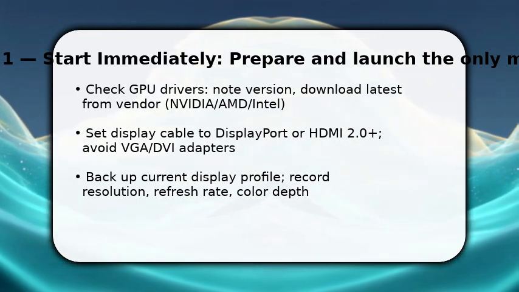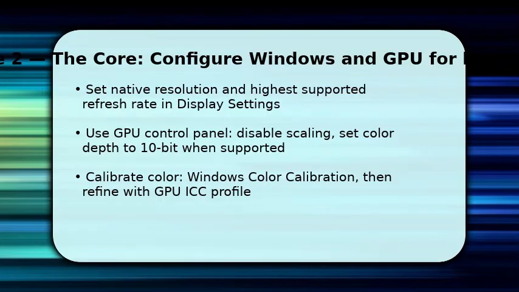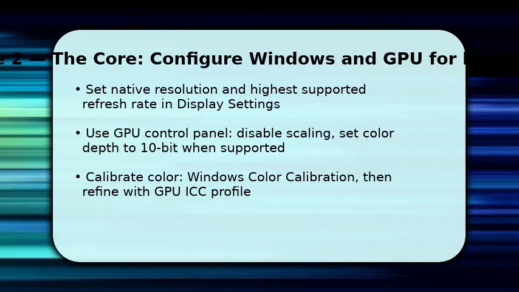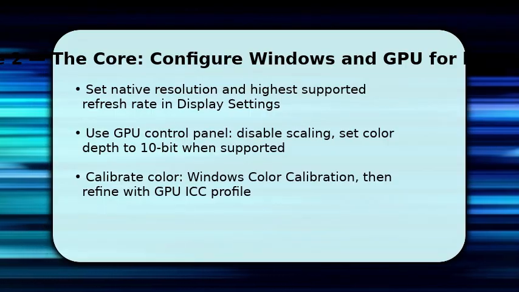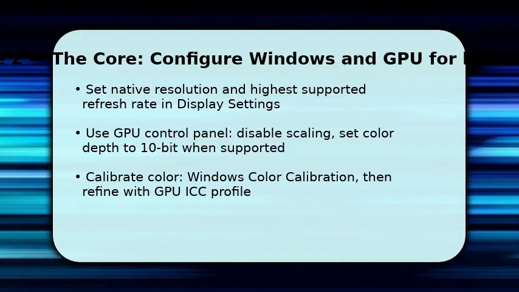You now perform the core adjustments that deliver visible improvement. In display settings, choose the monitor's native resolution and the highest comfortable refresh rate. This prevents blur from scaling. Next, open the GPU control panel and turn off driver scaling so Windows handles scaling cleanly. Enable 10-bit color if both GPU and panel support it. Finally, run Windows color calibration. Apply an accurate ICC profile from the manufacturer and fine-tune in the GPU panel to align gamma and white point.